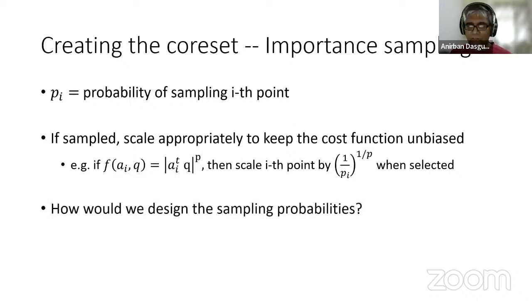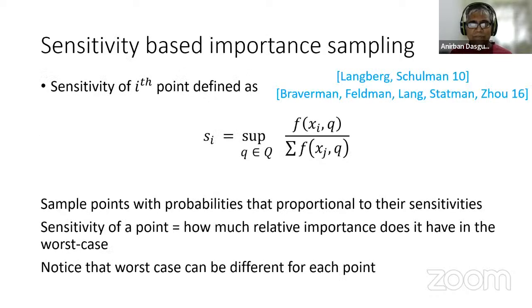So the big question is the following, right? I hid everything under the rug. How do I then design the sampling probabilities? Because that's the entire thing, right? Here is a beautiful framework that was developed initially by Langberg and Schulman and further developed by Feldman, Bregman, Lang, Stratman, and Zoe in 2016 that says the following.